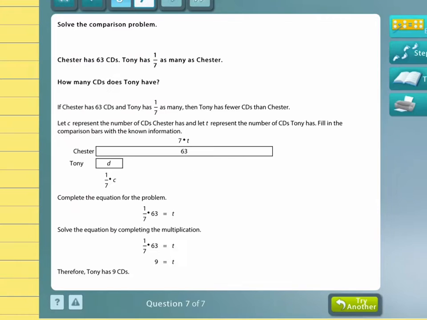Let's check it out. All right, this is exactly what they did. They set up the problem like that. 7 times Tony is equal to 63, or 1/7 of Chester will equal Tony, and so you could do it either way. 7 times the number, 63, plug it in, you get 9, or 1/7 of 63. You solve it, you get 9.